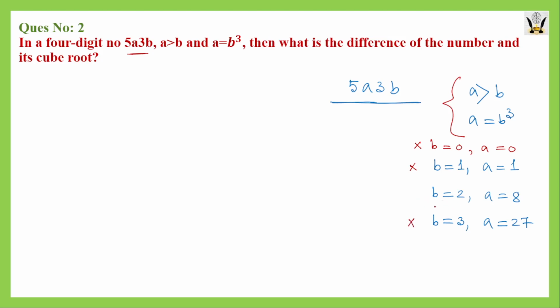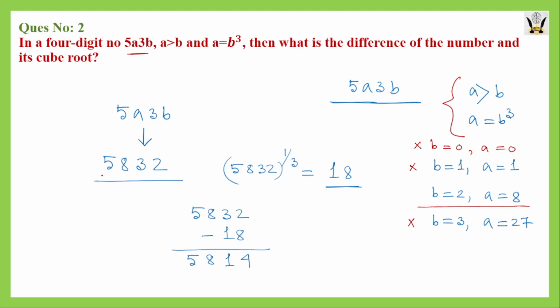So the only acceptable values that we can take are B equal to 2 and A equal to 8, and based on these two values our number will be 5832.